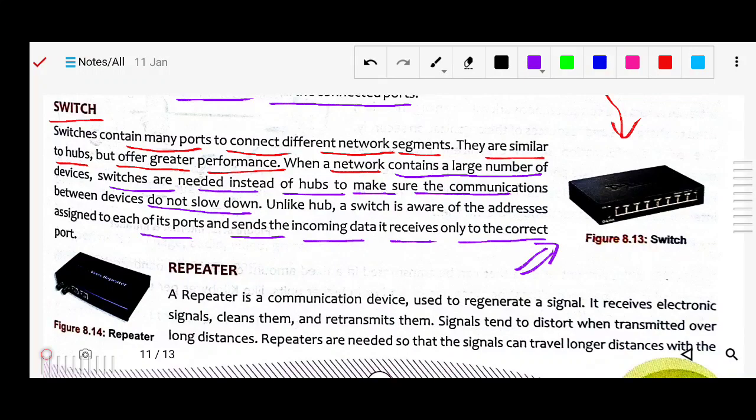In these switches there is some software and some memory, which stores the incoming data, meaning the address of the incoming source, where the data came from, and where the data will be sent, the destination. That is also stored, so in that way it is managed. So this is your switch.